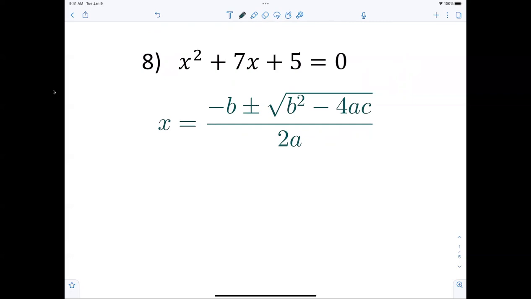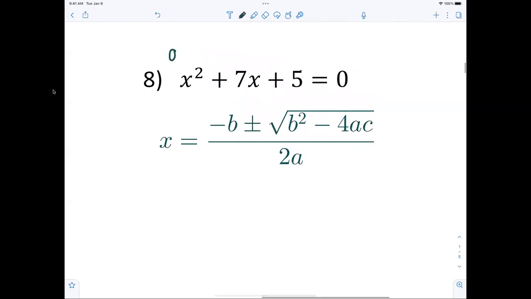Everybody good with that? So in this case, somebody tell me what A is. 1. B is what? 1. And C is? Beautiful. Come on now, everybody can do this. Everybody can plug numbers in.